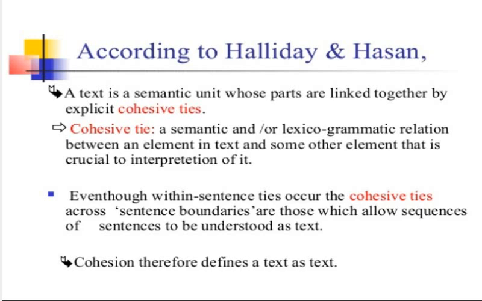A text is a semantic unit whose parts are linked together by explicit cohesive ties. A cohesive tie is a semantic and/or lexicogrammatical relation between an element in a text and some other element that is crucial to its interpretation. Even though ties occur within sentences, the cohesive ties across sentence boundaries are those which allow sequences of sentences to be understood as text. Cohesion therefore defines a text as a text.